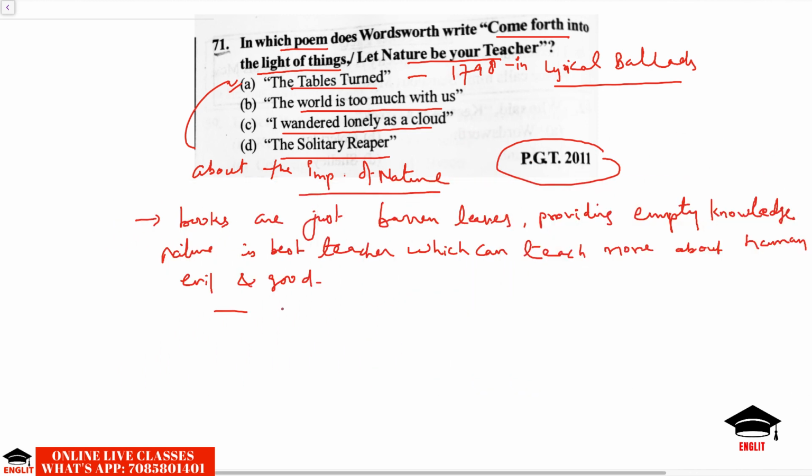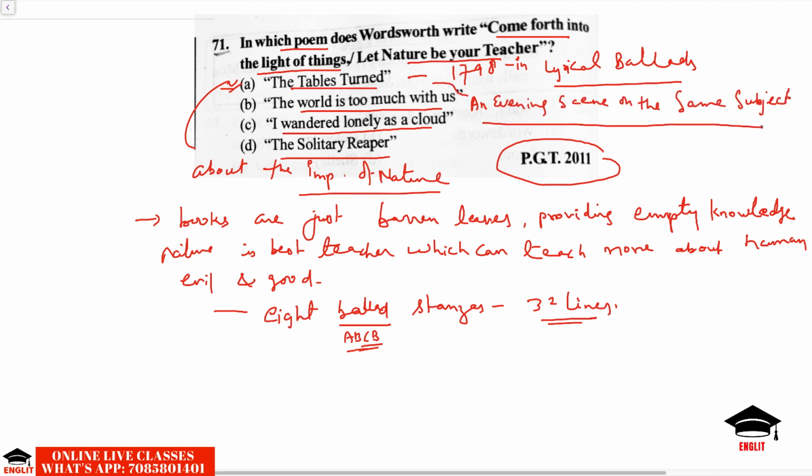This is a poem of 8 ballad stanzas and it is worth 32 lines merely. So it is a comparatively short poem. Ballad stanza is A, B, C, B. So there are 8 of these stanzas having this rhyming scheme. The subtitle of the poem is "An Evening Scene on the Same Subject." The Tables Turned, an evening scene on the same subject.